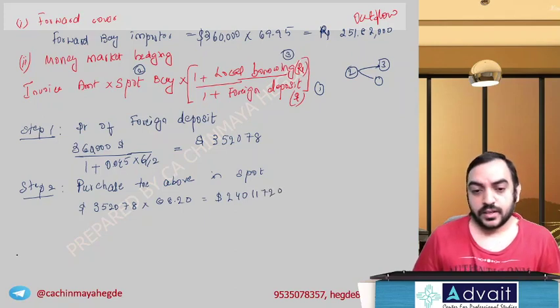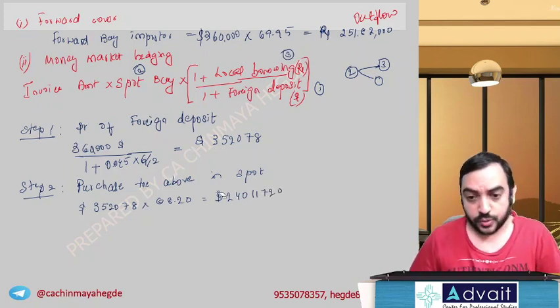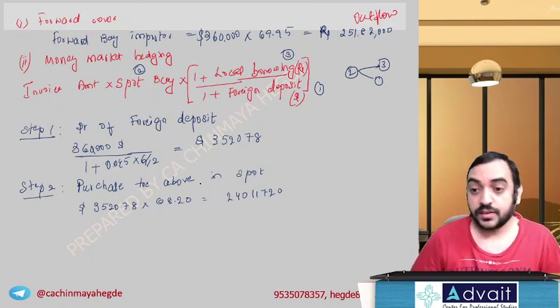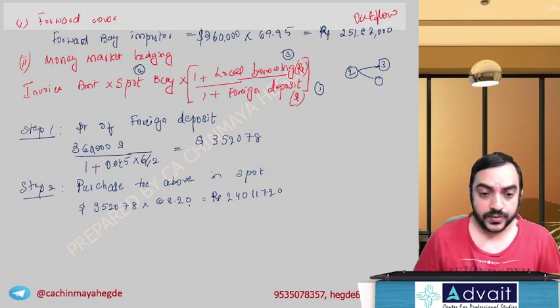Okay. This is not, sorry, not in dollar, this is rupees. Once we apply conversion rate, we get rupees. 68.2 is the conversion rate. We apply it to get rupees.